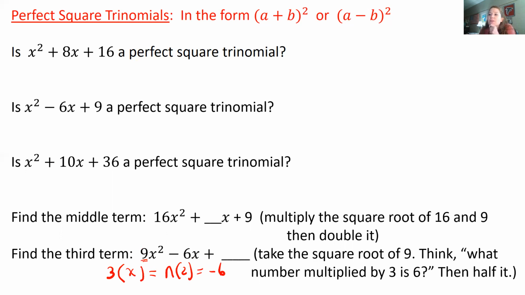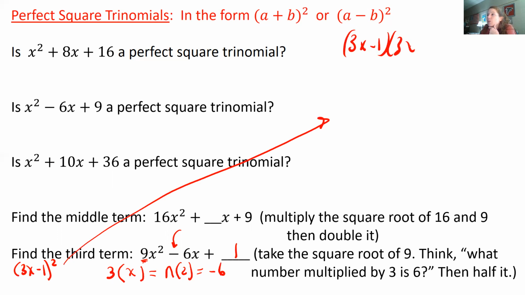So if the square root of 9 is 3, what times 3 is 3? Well, that has to be a 1, right? And the reason it's a -6 is because that's a minus. So basically, we'd have 3x minus 1 squared, right? So let's make sure it works. We want to see if 3x minus 1 times 3x minus 1 equals 9x squared minus 6x plus 1.